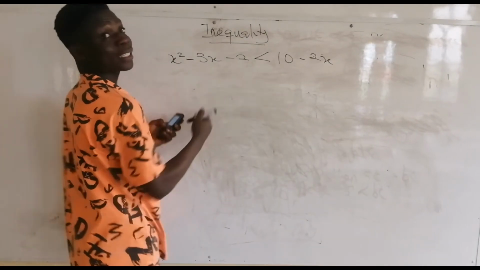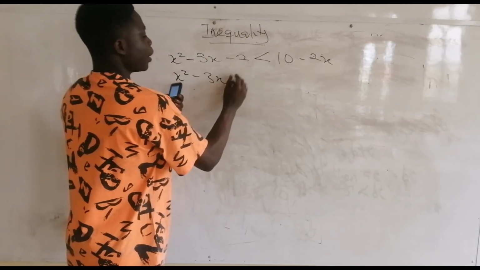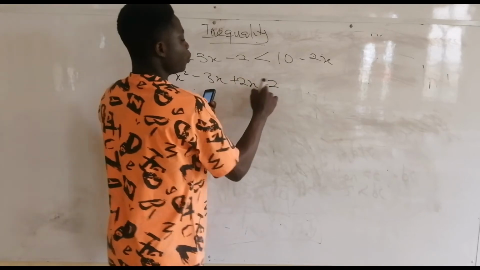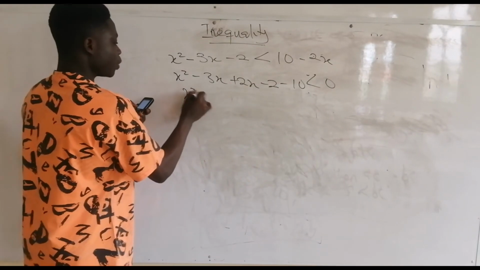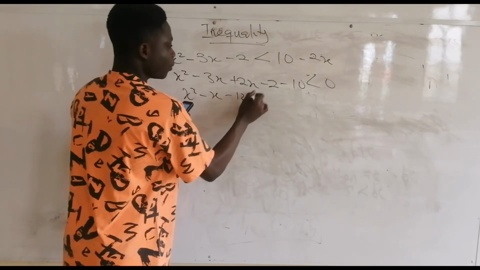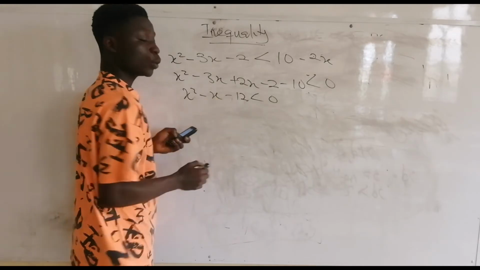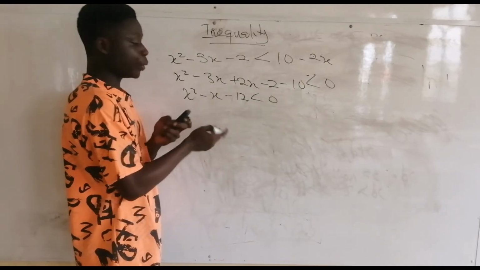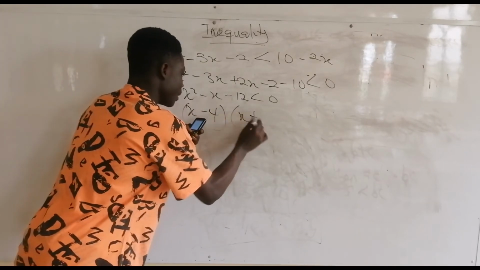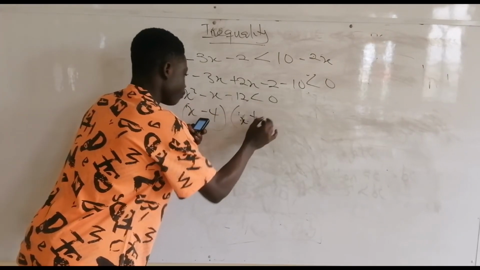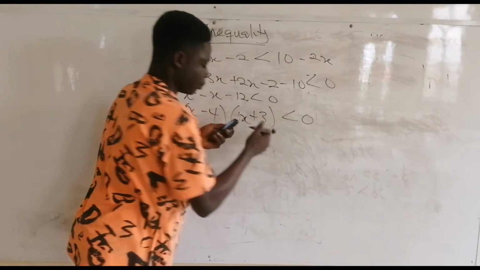So now what to do, we just simplify this. When you simplify this, you're going to get x squared minus 3x plus 2x minus 10 less than 0. And this is going to give you x squared minus x minus 12 less than 0. Now you can do this with your calculator, and also you can use the quadratic equation to do this. So when you do that, you're going to get x minus 4 times x plus 3 less than 0.